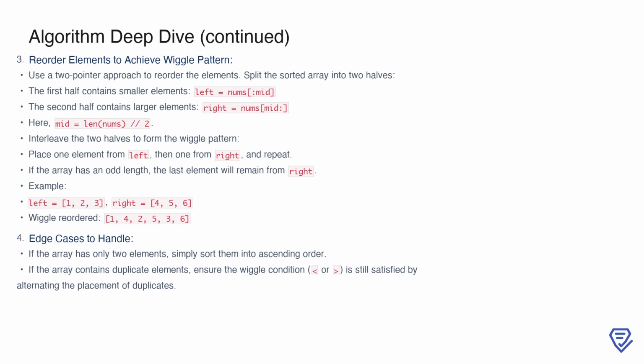These 2 halves are then interleaved, starting with 1 element from the left half, followed by 1 from the right half, and continuing this pattern. If the array length is odd, the last element will naturally come from the right half. For instance, interleaving 1, 2, 3, and 4, 5, 6 results in 1, 4, 2, 5, 3, 6, which satisfies the wiggle condition. It's also important to handle edge cases, such as arrays with only 2 elements, which are simply sorted, or arrays with duplicates, where careful placement ensures the wiggle condition remains intact.